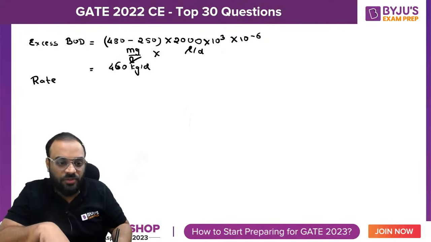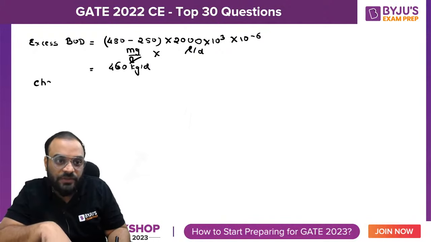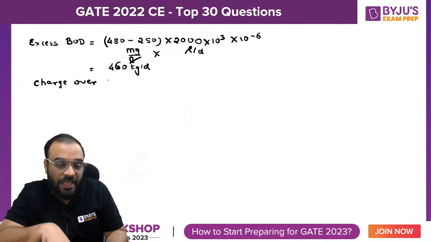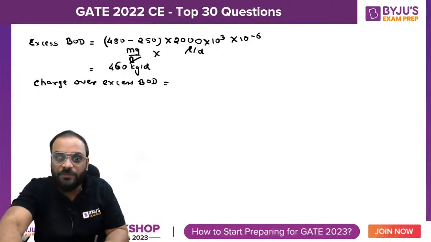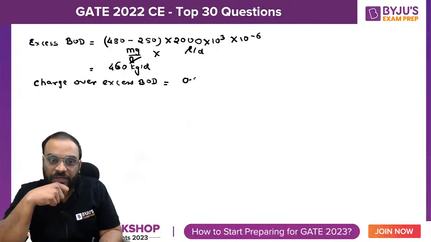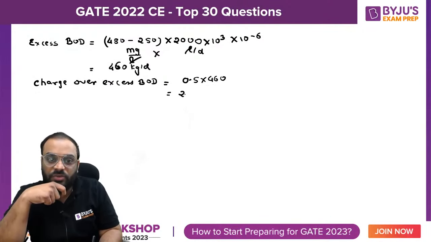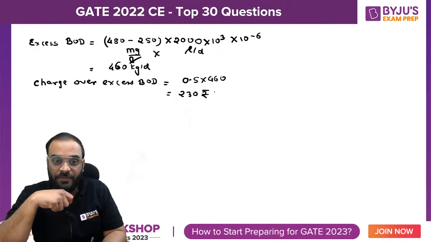Rate, or you can say that charge over excess BOD. Let me write it in this manner: charge over excess BOD. The rate of BOD is 0.5 rupees per kg of BOD. So 0.5 multiplied by 460. If you solve it, you will get 230 rupees per day.